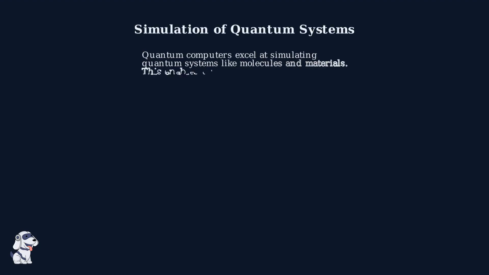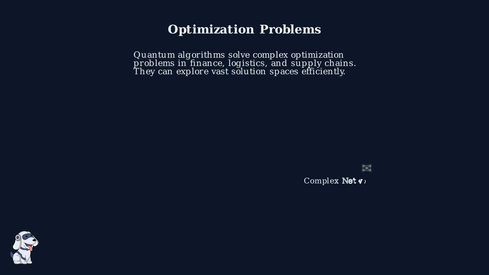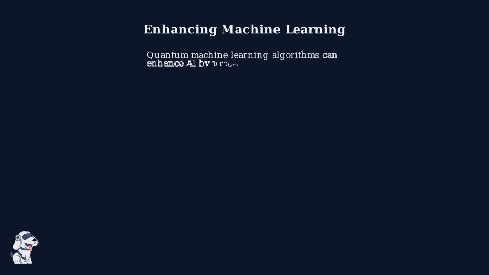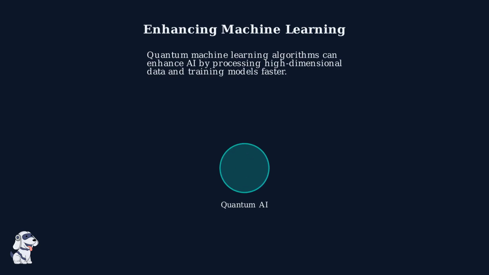Quantum computers excel at simulating quantum systems, such as molecules and materials. This capability enables precise modeling of chemical reactions and material properties that are impossible or impractical for classical computers. Quantum computers are also promising for optimization problems. In areas like financial portfolio optimization and supply chain modeling, quantum algorithms can explore vast solution spaces much more efficiently than classical methods. Finally, quantum computing enhances machine learning algorithms.